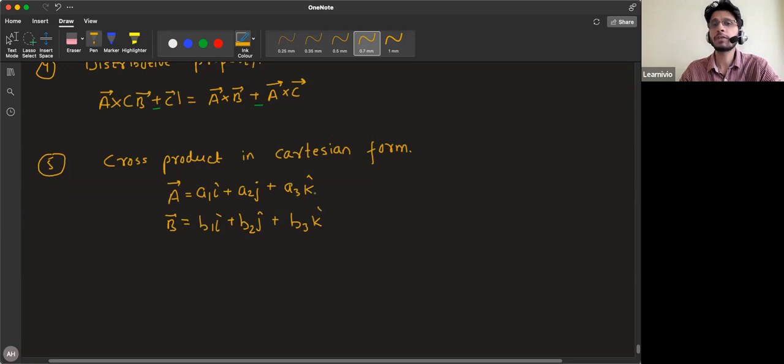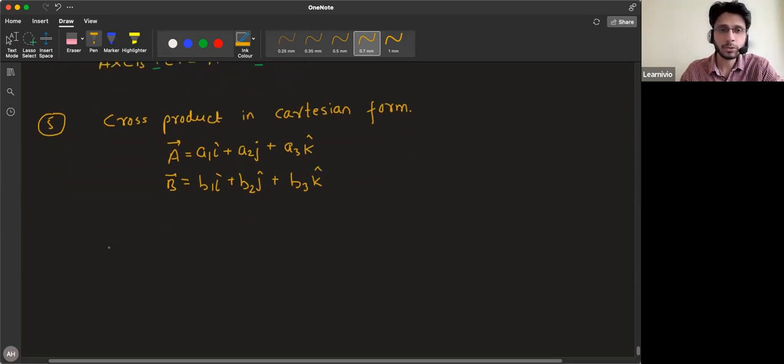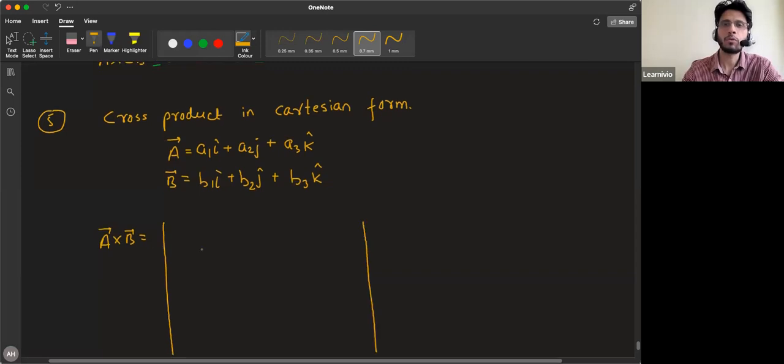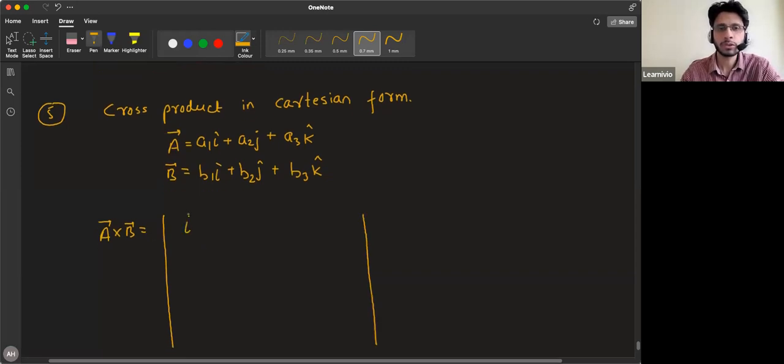Now, if vectors are given in Cartesian form and I ask you to calculate the cross product, see the rule. To calculate cross product when vectors are given in Cartesian form, we first write down the first row: I cap, j cap, and k cap. Then the second row will be the coefficients A1, A2, A3.